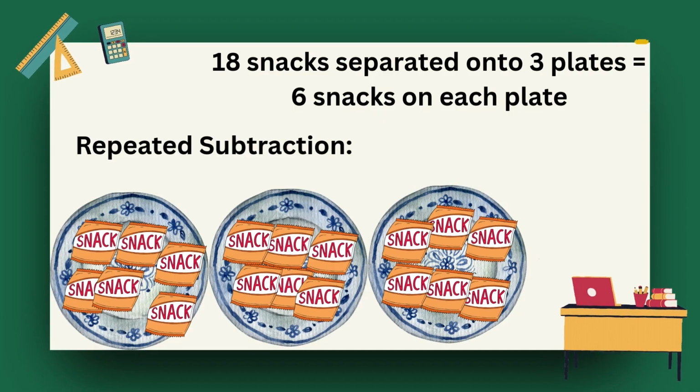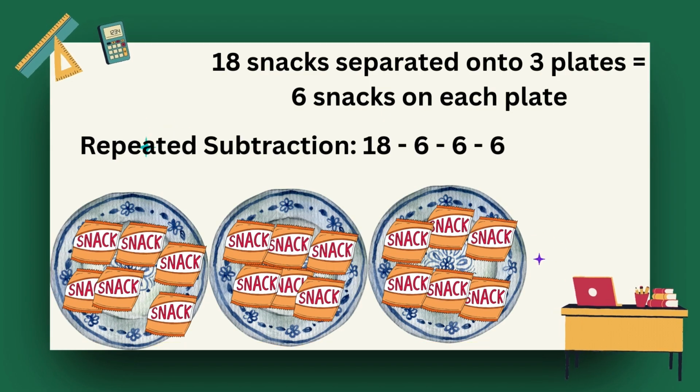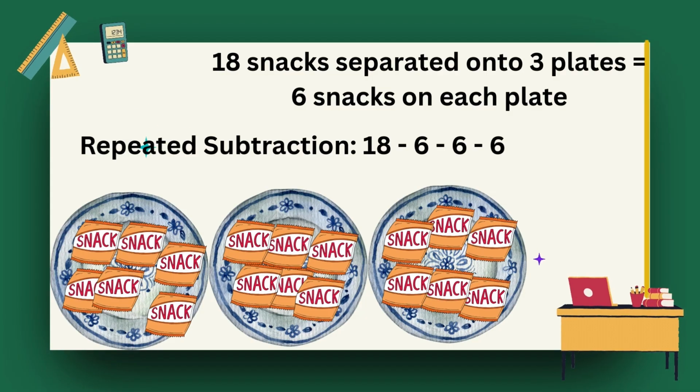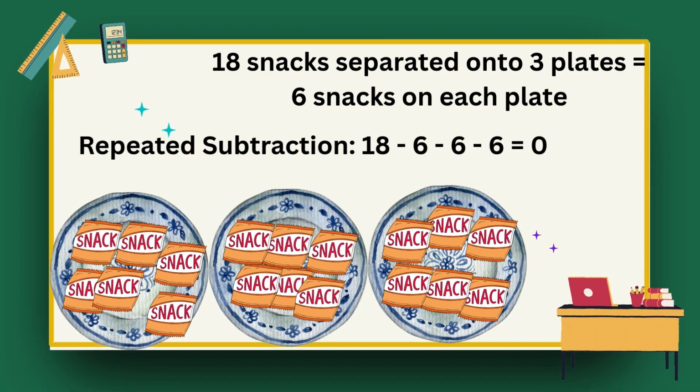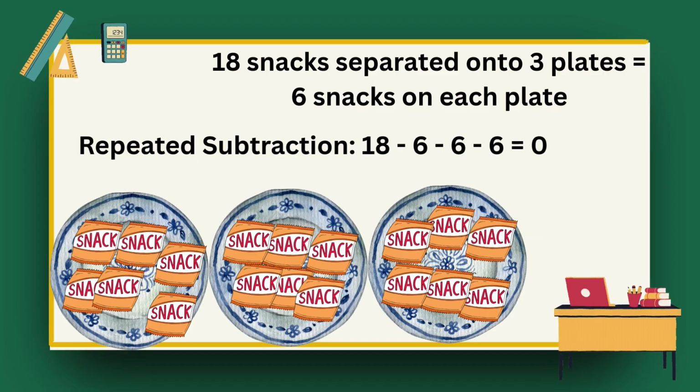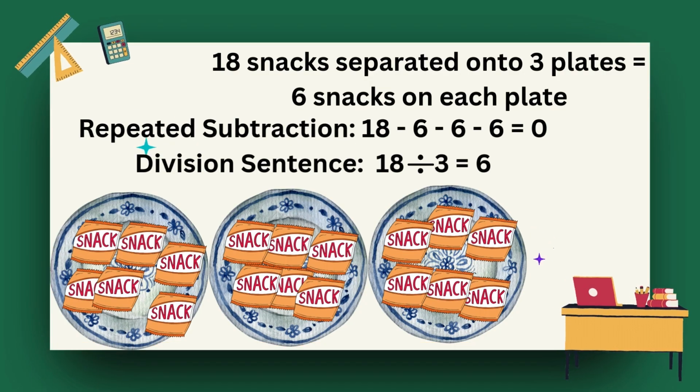So we can take that original 18 snacks. If we subtract 6, that's 1 plate, right? And now let's subtract another 6. There's another plate. And then subtract another 6. And how many snacks do we have left in the pile once we separated them all out? You got it, 0. And then what division sentence do you see when you see this? All right, 18 divided onto 3 plates equals 6, or 6 snacks per plate.